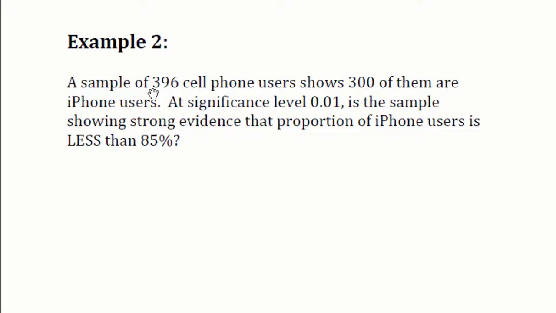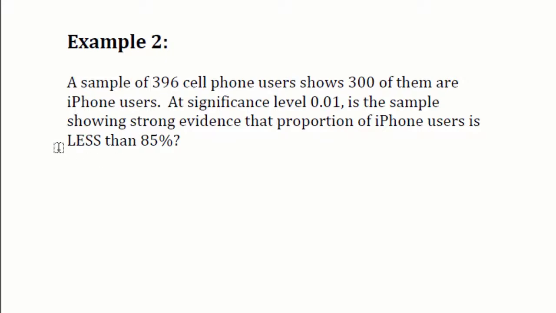All right, so let's now spend some time looking at the wording description of this example 2. A sample of 396 cell phone users shows 300 of them are iPhone users. So obviously it's the same problem as the example 1 that we have done previously. And now from this sample, at significance level 0.01, is the sample showing strong evidence that the proportion of iPhone users is less than 85%? Okay, so it's only a different problem.